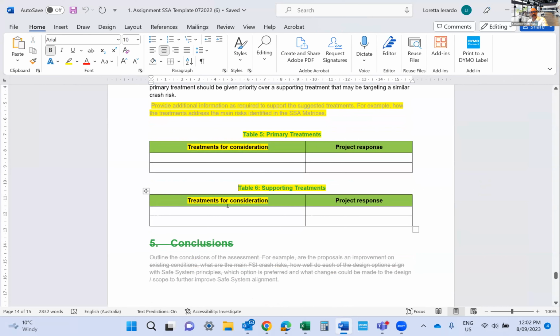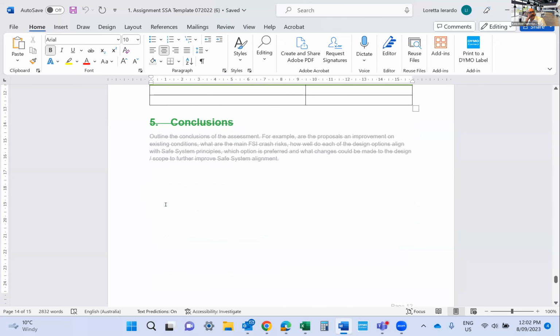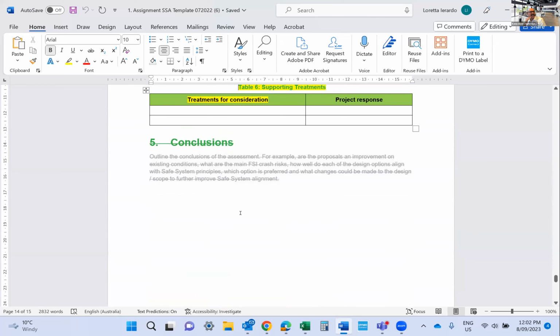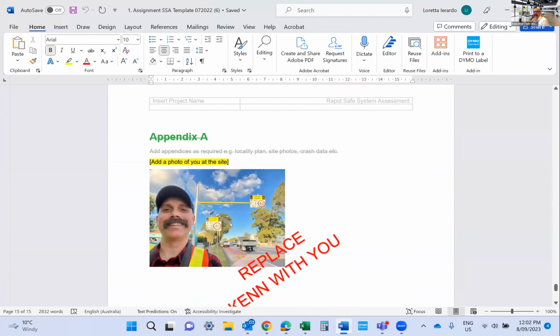Is it lighting? That would be a supporting treatment. Is it advanced warning signs? A supporting treatment. Maybe some other ideas you've got, you just put them in there. There can be lots of different ideas. And then we don't even need you to write a conclusion. So we cross that out.